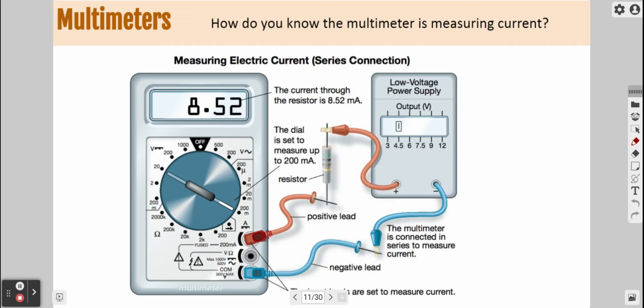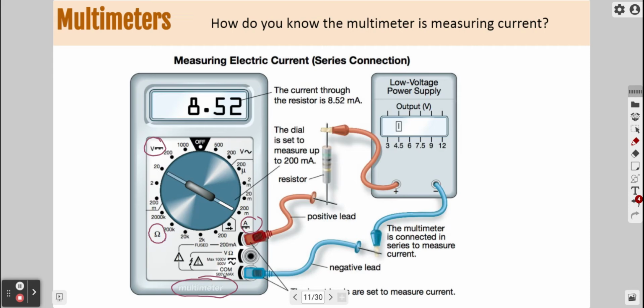So when you are in a lab, you would be using a multimeter. So this is a multimeter here. And this multimeter can measure a lot of different things. It can measure voltage, it can measure amps, and it can measure resistance in ohms.